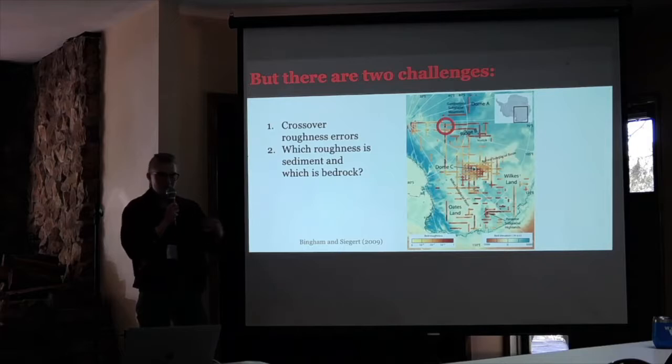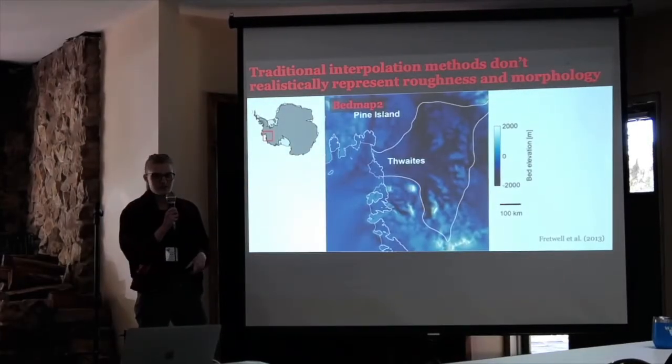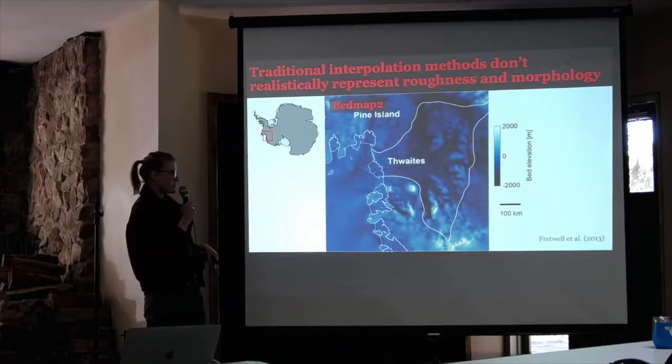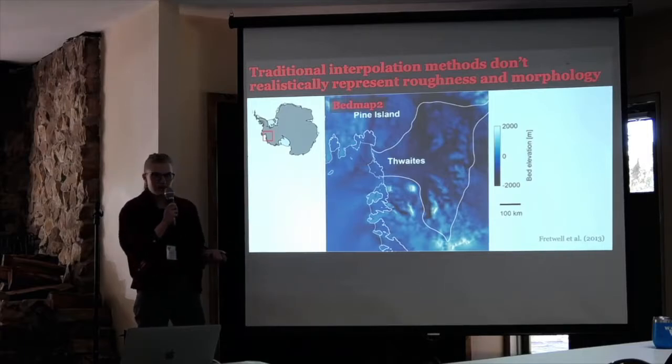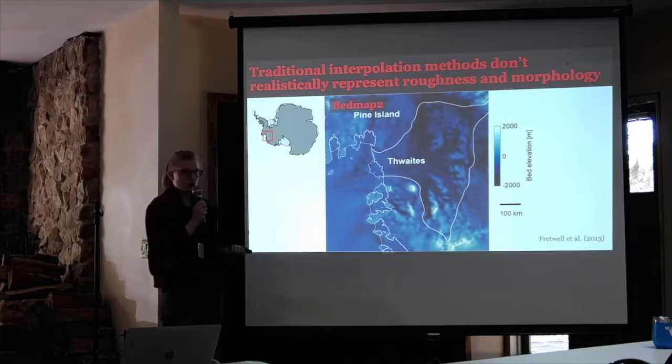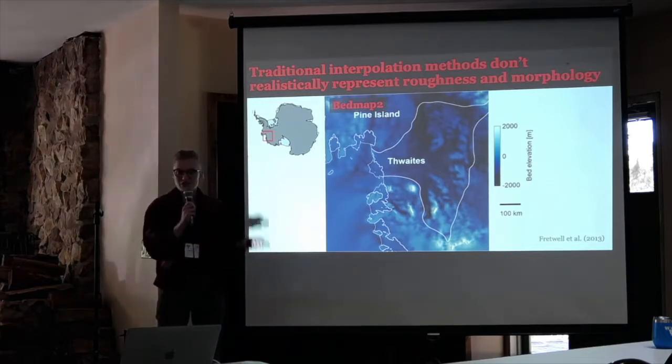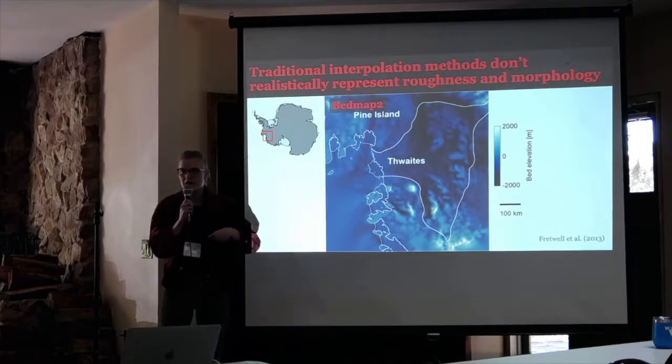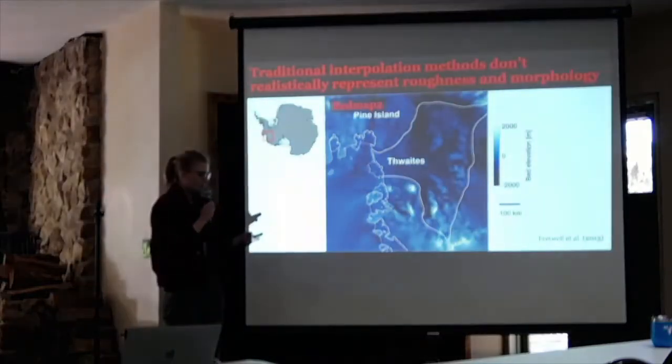So for the crossover error, the easiest solution is to have 2D bed topography. But we don't have that from radar, so we have to interpolate between radar bed measurements. And the most common form of interpolation is kriging or spline interpolation, which is used in BedMap 2. And the problem with that is that it smooths the bed, so we can't use it for roughness estimates. So what we need instead of kriging or spline interpolation is conditional simulation, where we try and capture the roughness in our bed maps.